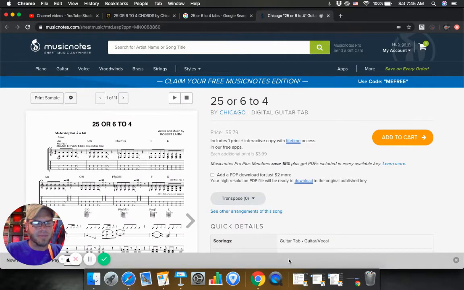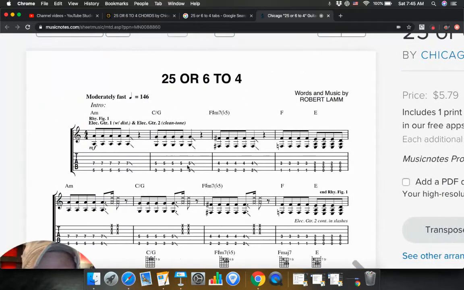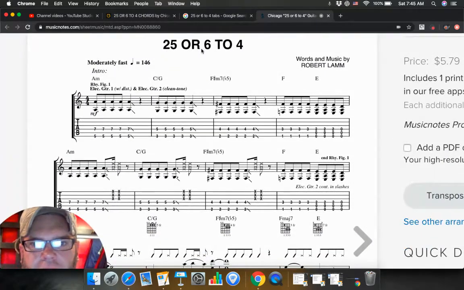Today we're studying the band Chicago and one of their most famous songs, 25 or 6 to 4. Look at music here. The title's at the top, always. Composer or arranger on the right. Robert Lamb, famous for starting the band Chicago. So he is our composer, did the music and the words.